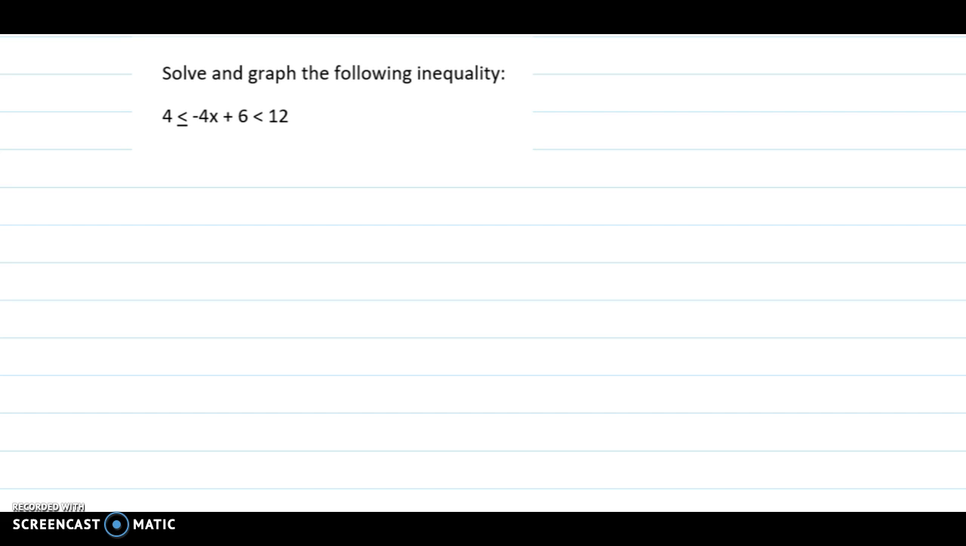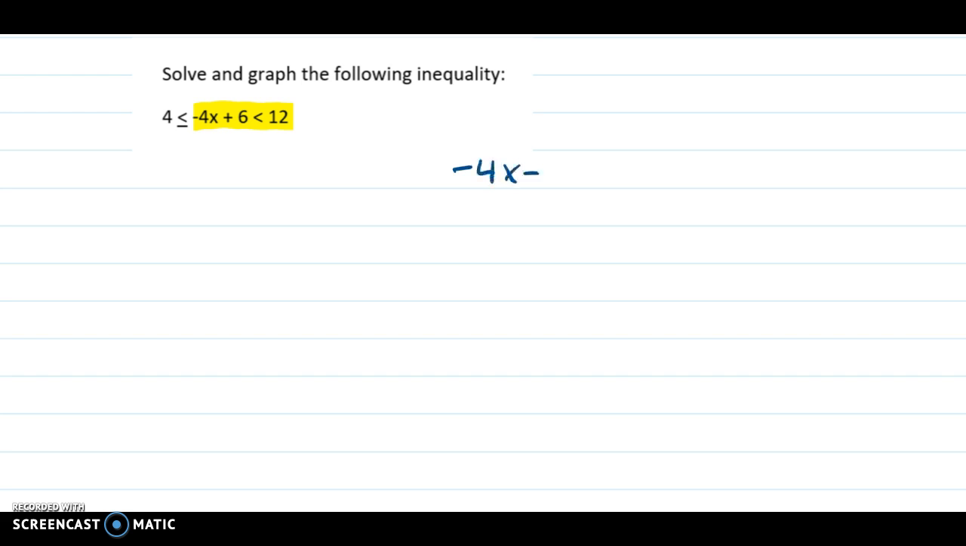Okay, so here are the steps that you're going to take to solve a compound inequality. First thing that you're going to do is you're going to take the middle part and the part to the right, and you're going to write it down. And you're going to solve this. So how do we solve this equation?